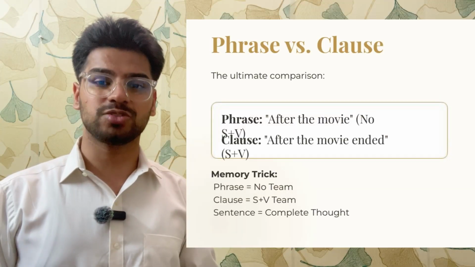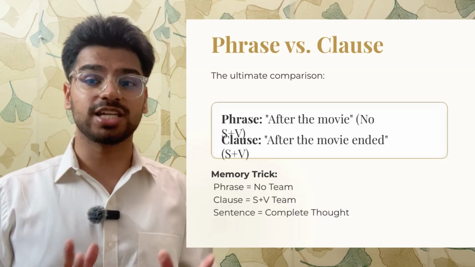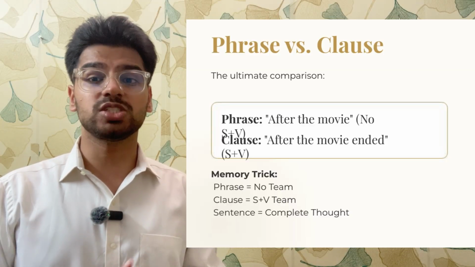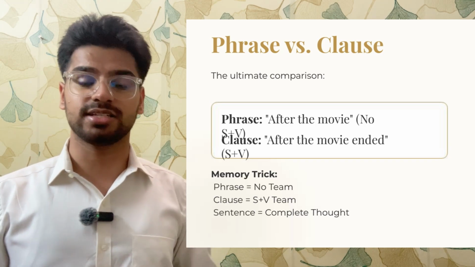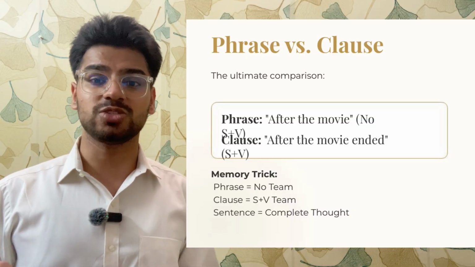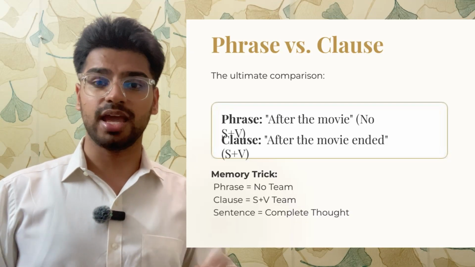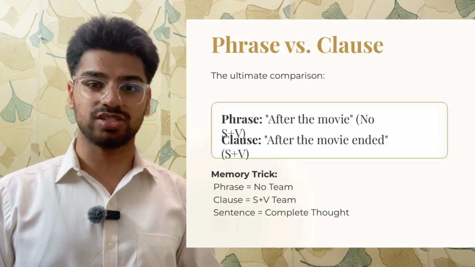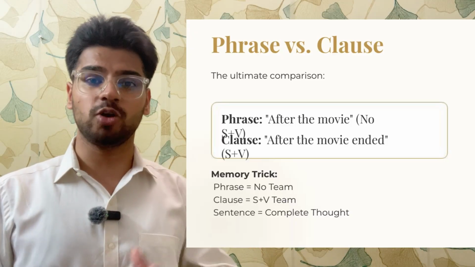Now we will talk about phrase versus clause. This is the most important comparison. Phrase: after the movie. There's no subject-verb combination. Clause: after the movie ended. Here the subject is movie, verb is ended. That's why it's a clause. Phrase: in the room. In the room is a phrase because there's no subject-verb combination. She's in the room. It's a clause because there's a subject-verb combination.